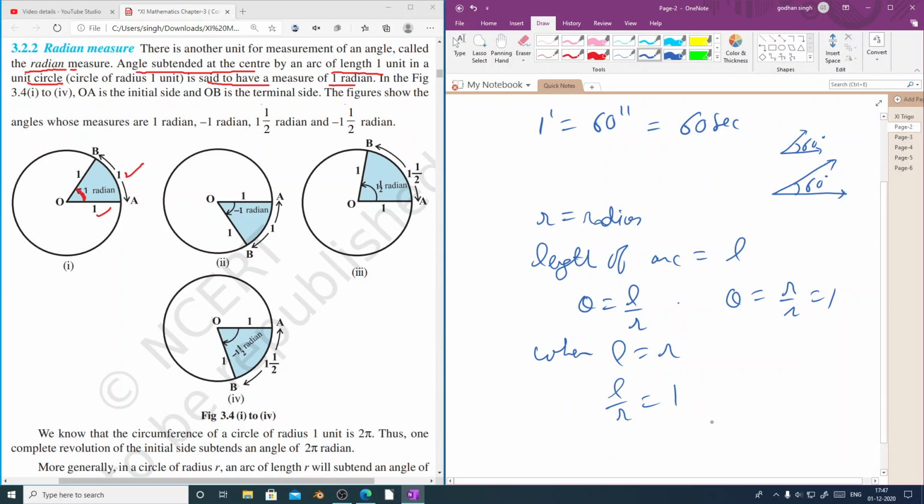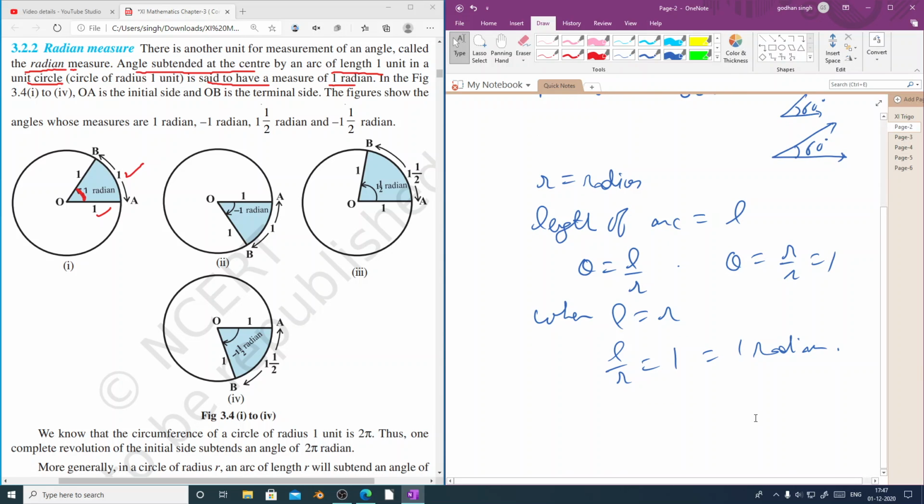So in general we can say that this is equal to 1 radian. So that means in general we can say that theta radian equals L by R. This is true for all. This is for 1 radian, when L is equal to R, and therefore we can say that theta equals L by R.